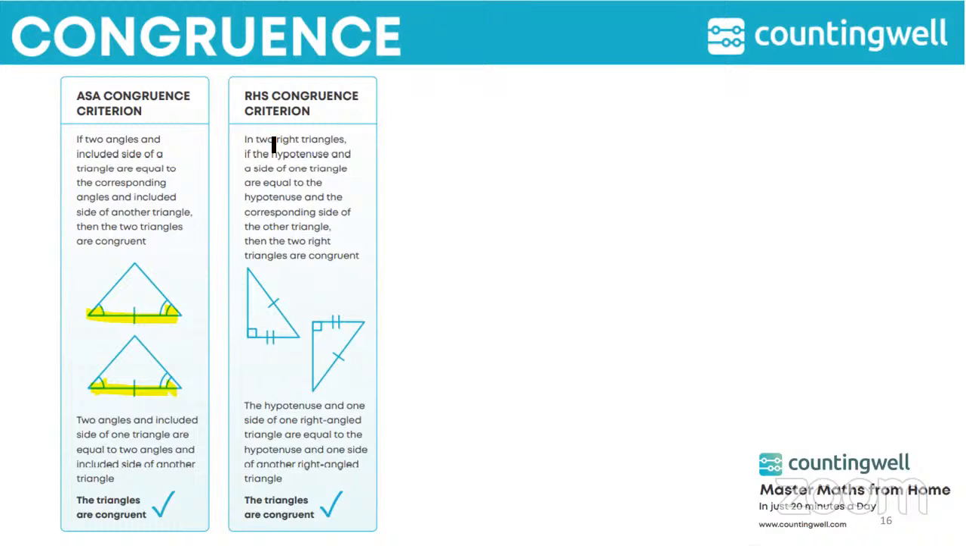Let us see what is the RHS Congruence Criterion. It says if two right triangles, if the hypotenuse and a side of one triangle are equal to the hypotenuse and the corresponding side of another triangle, then the two triangles are congruent by RHS Congruence Criterion.